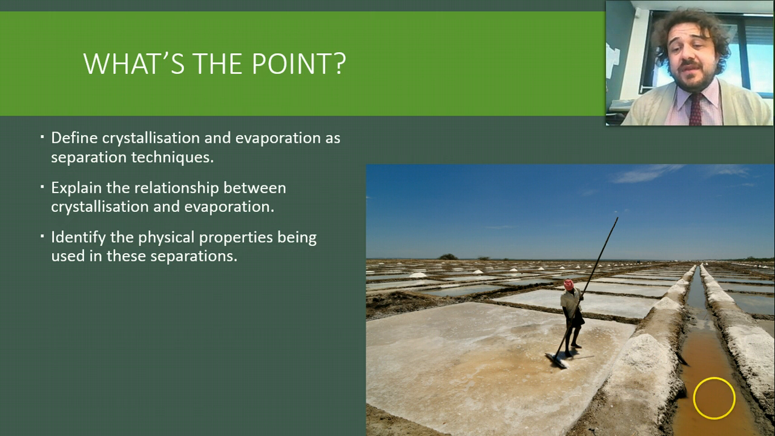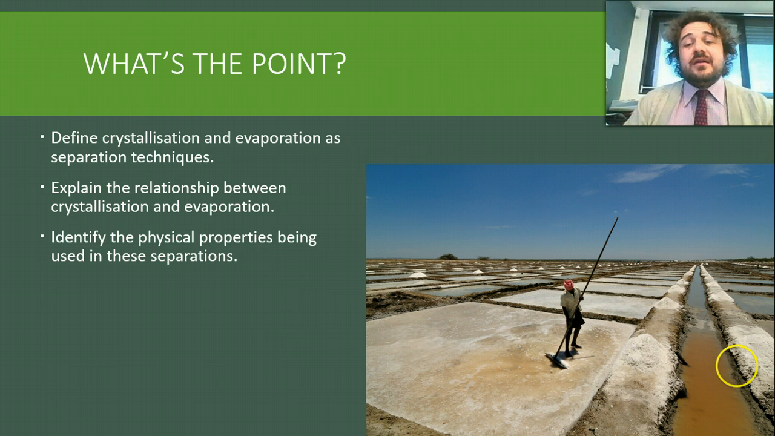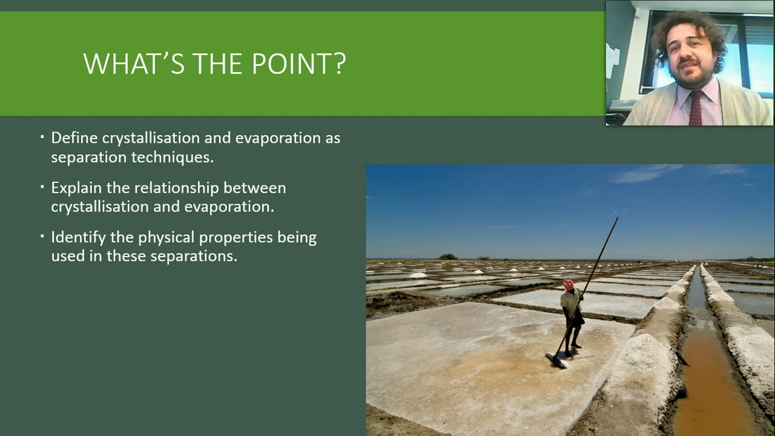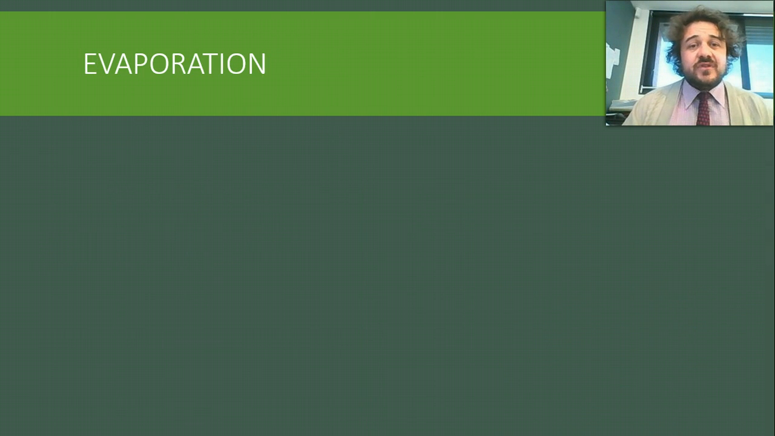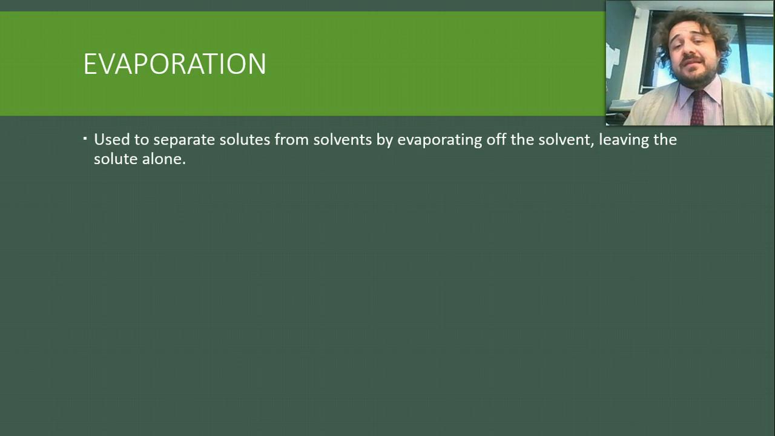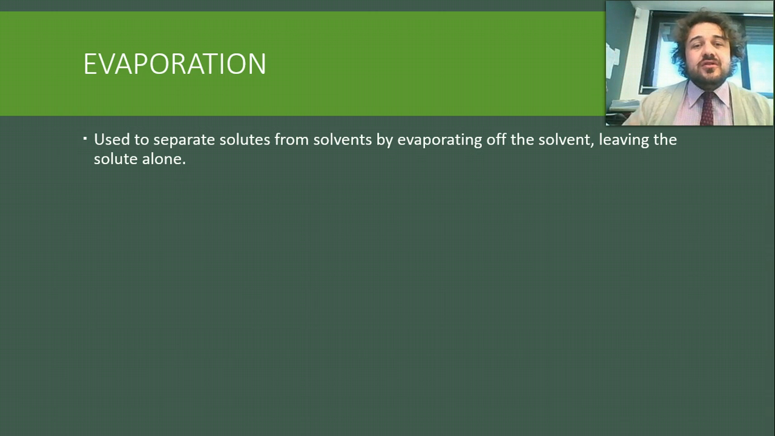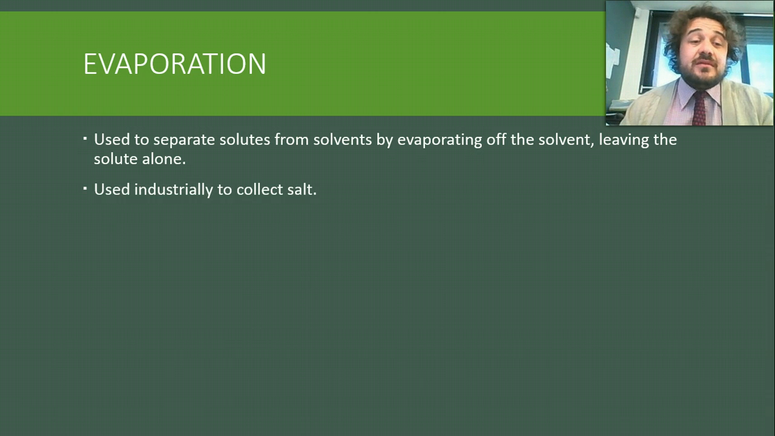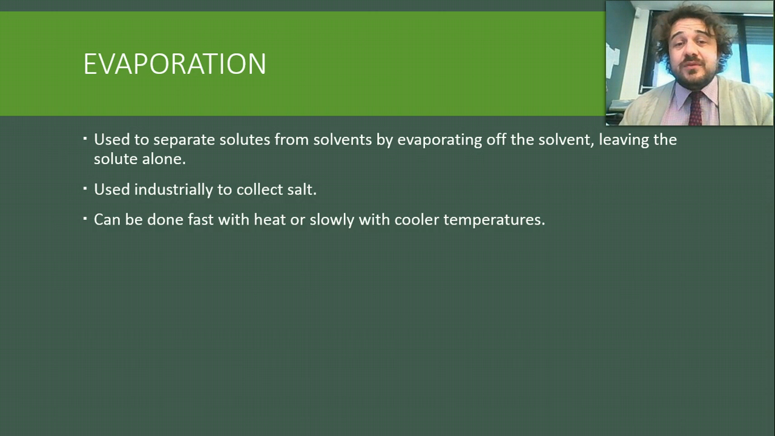Now, if we have a look over here, this is industrial evaporation. This is evaporation of salt water to collect the salt, and this is in India, and this happens across the world. Alright, so evaporation, what is it? Well, we use it to separate solid solutes from solvents by evaporating off the solvent, and it leaves the solute alone. The solvent is evaporated off into the atmosphere, or wherever, and the solute is what we're left with. So we use it in industry to collect salt, and there's a few other places it's used.